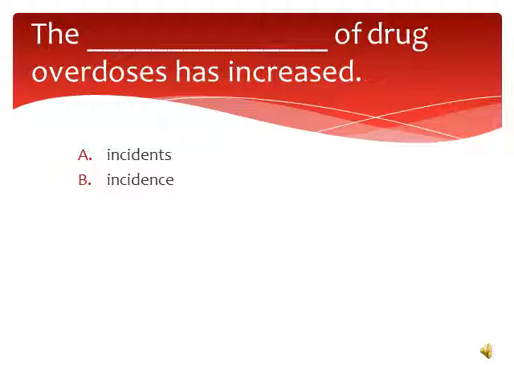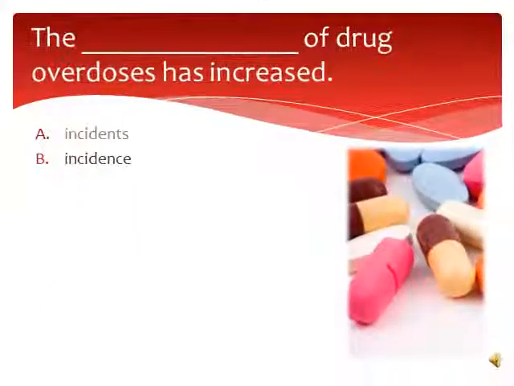How about incidents and incidence? The incidence of drug overdoses has increased. Which one's correct, A or B? B is correct, meaning frequency. The other, incidents, is subordinate to something else, or consequences or events.